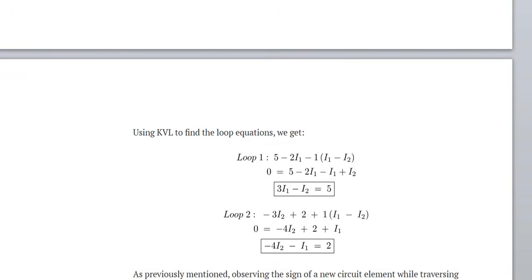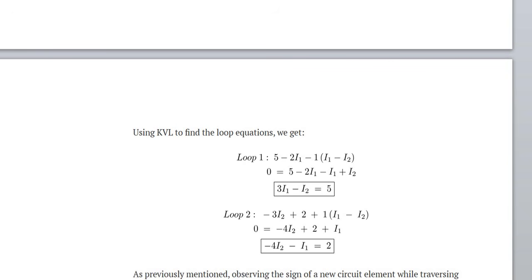Using KVL to find the loop equations, we are getting the voltage source 5 minus 2 times I1 minus 1 into I1 minus I2. That is, 0 equal to 5 minus 2 I1 minus I1 plus I2. So we are framing the equation 3 I1 minus I2 is equal to 5.